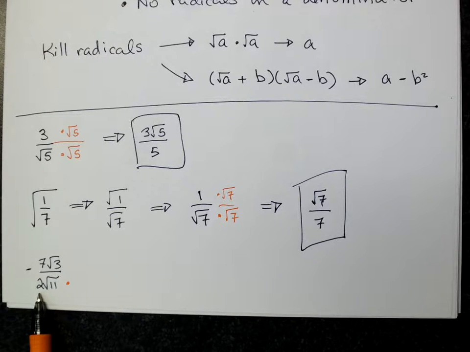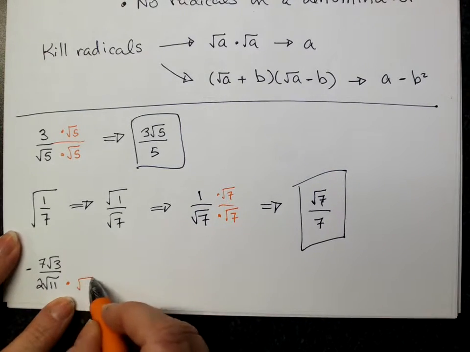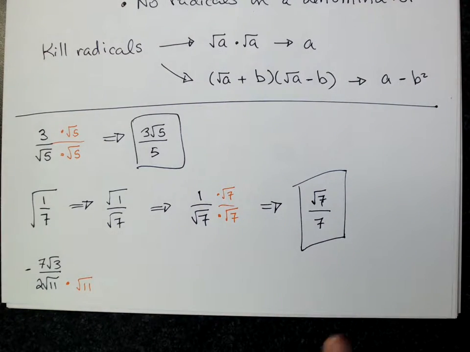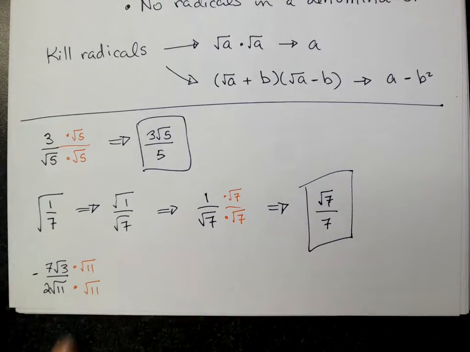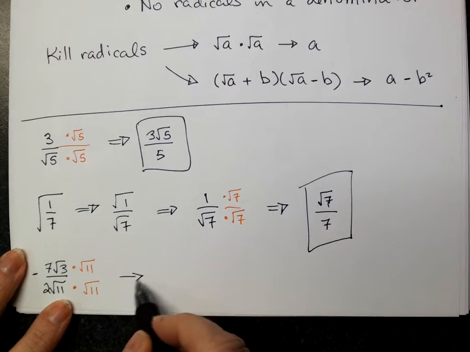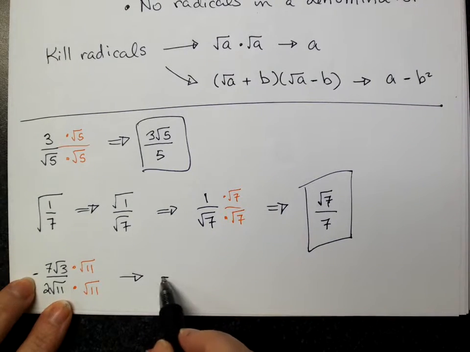My goal is to kill that radical, so my only goal is to get rid of that radical, so I get rid of that radical by multiplying by itself. I don't have to also multiply by 2 again because I'm not trying to kill that 2. The 2 is fine. So don't make more work for yourself. Just multiply by the radical. So on top, same thing. So across the top, now this is negative.